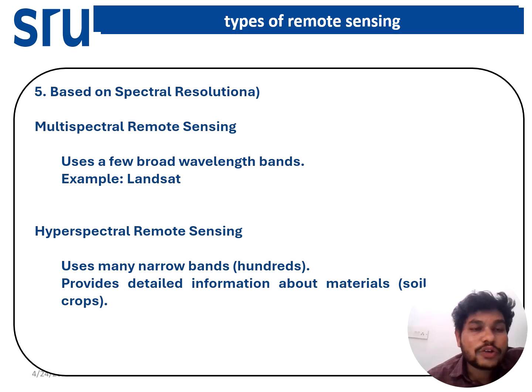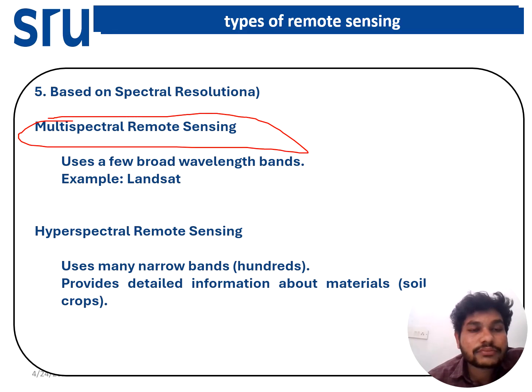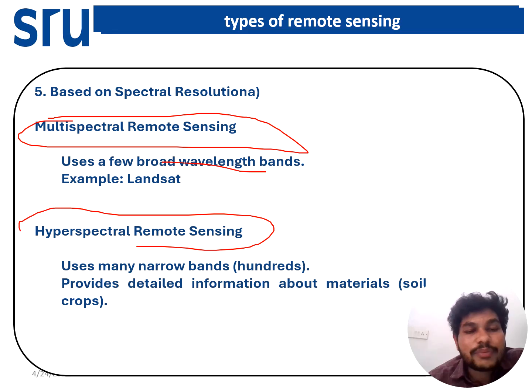Then the spectral resolution talks about how the spectrum is separated, like multispectral and hyperspectral remote sensing. In multispectral we use a few bands, 2 to 10, and more than 10, up to 100 bands, is hyperspectral remote sensing. So this is the basis of remote sensing for detailed information about soil and crops.